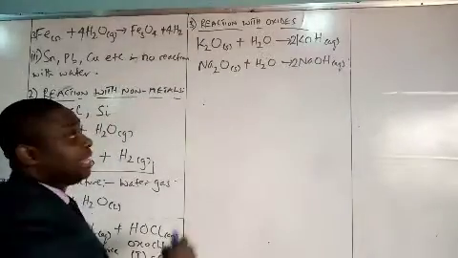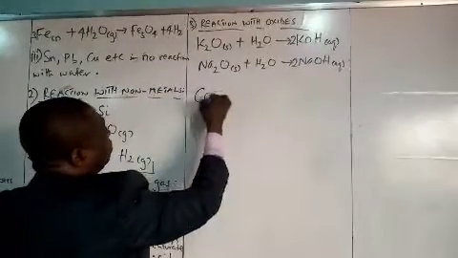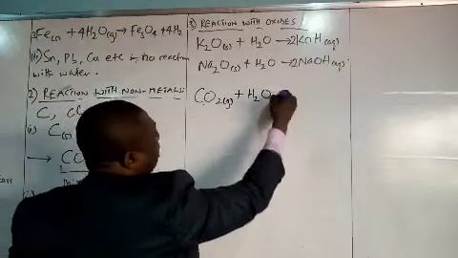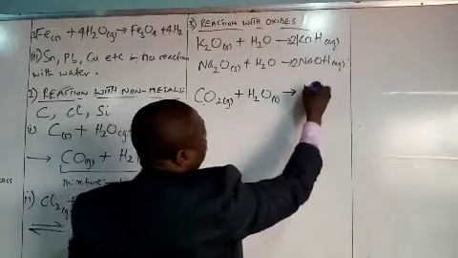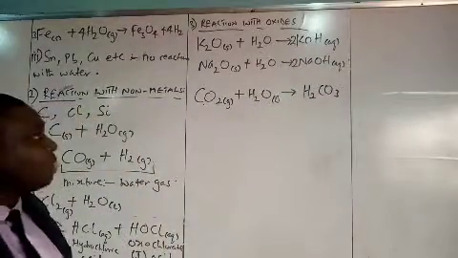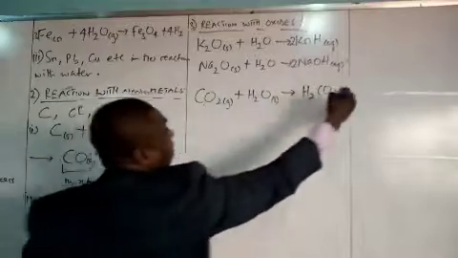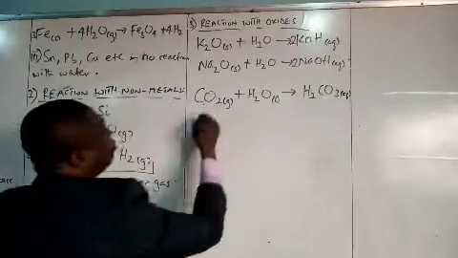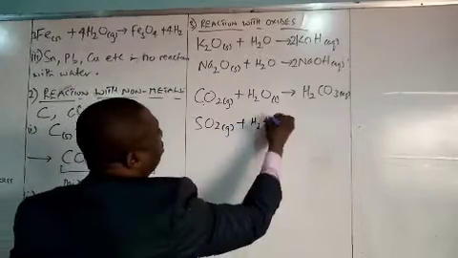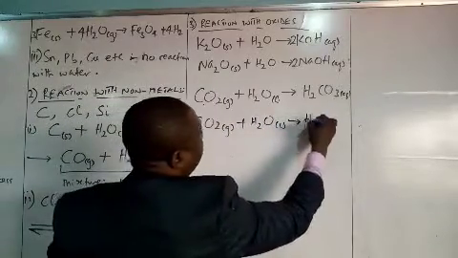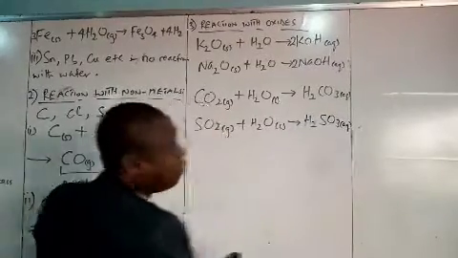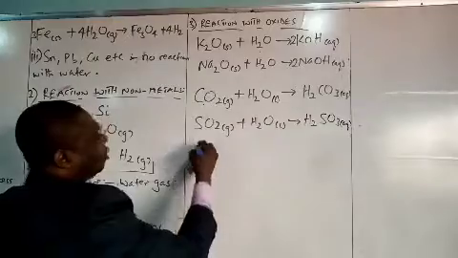If we take the acidic oxides, we have CO2. When it reacts with water, this one will give us an acid, which is trioxocarbonate(IV) acid. If you bubble SO2 in water, it's going to give us H2SO3, trioxosulfate(IV) acid.